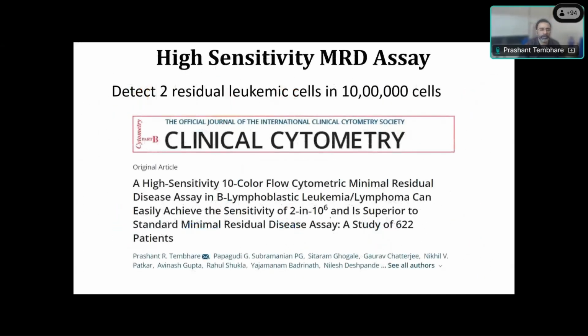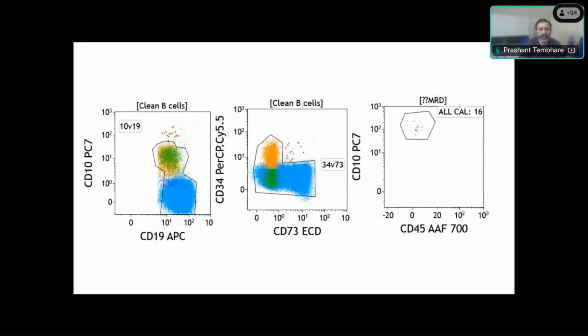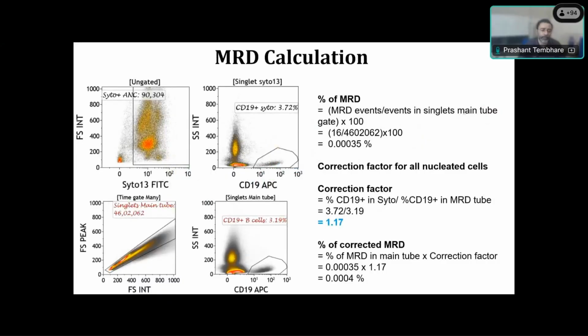Now we had already published. Now there are many papers which are published in the literature from India also, where you can look at the disease, and this was high sensitivity MRD, where you could detect 2 abnormal cells in 1 million cells. So that type of sensitivity you can see. You can see there are 16 MRD cells which we have detected in almost 4.6 million cells. You can identify 16 tumor cells, giving a level of 0.0003%.